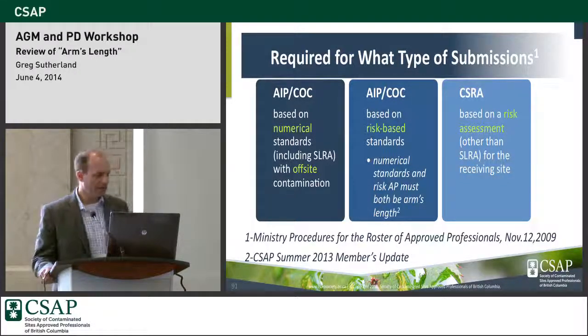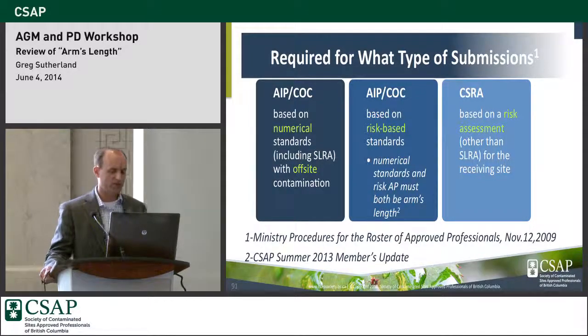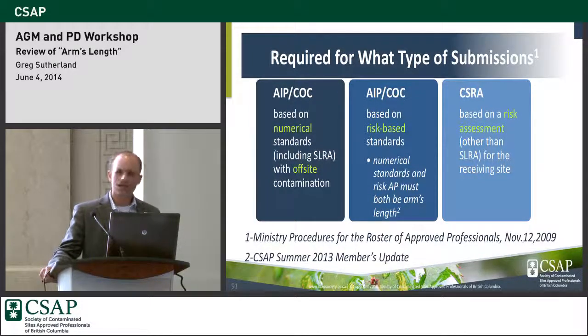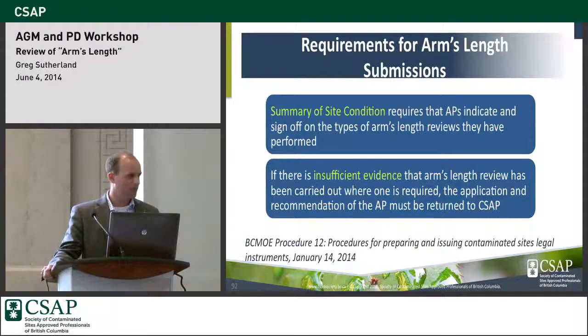And then for contaminated sites or contaminated soil relocation agreements, if it's based on a risk assessment for the receiving site, then it requires an arm's length review as well. So I asked myself, what is the documentation that needs to be provided to confirm that an arm's length review was provided? This comes in the summary of site condition, where the APs have to sign off on the types of arm's length reviews that they've performed.